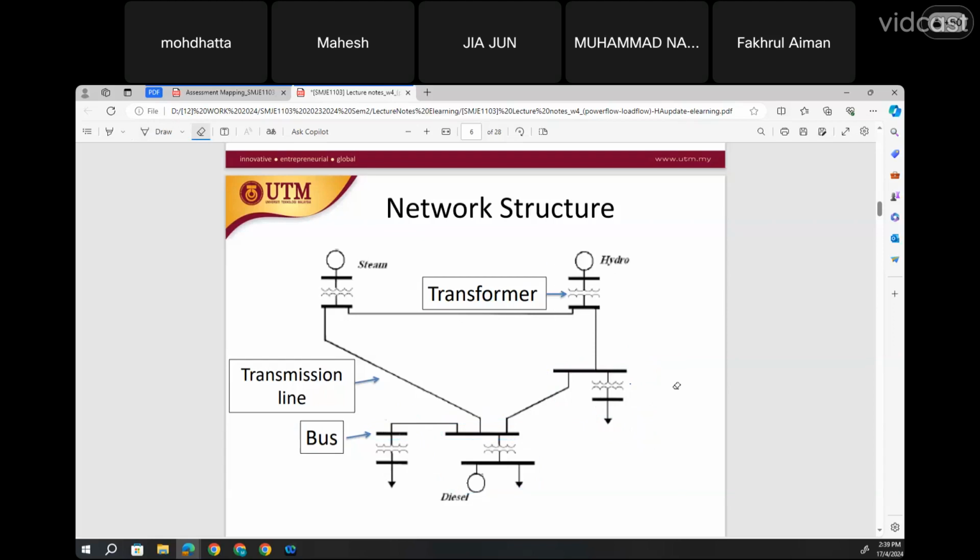Maybe we have around hundreds of substations, and also numbers of generators, maybe big generators like steam or hydro power plants. Maybe you can also have generators coming from the users themselves. It's going to be more complex than this. So this is a simplified version of the network structure.